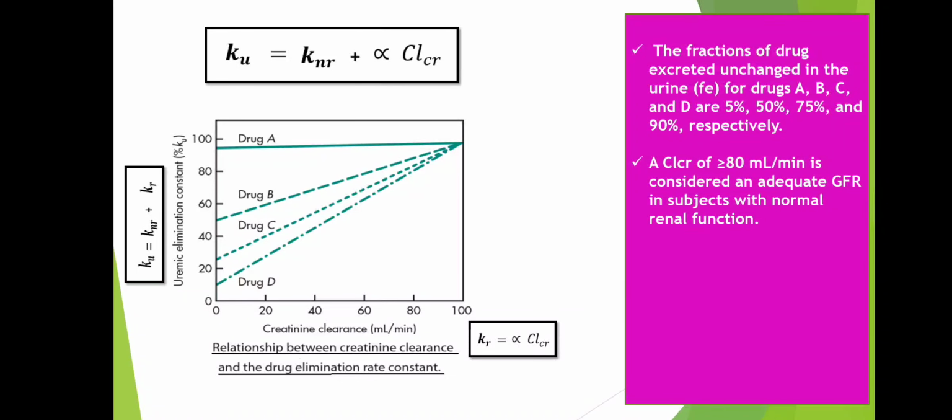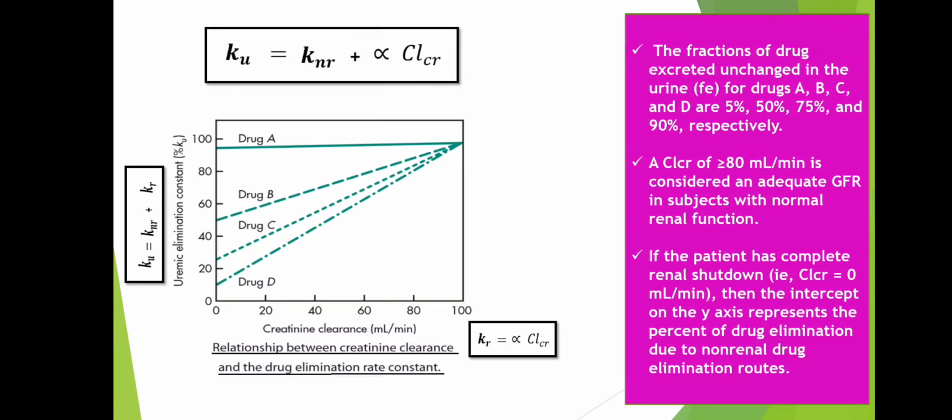Next, a creatinine clearance equal to or more than 80 ml per minute is considered an adequate GFR in subjects with normal renal function. See, the uremic elimination rate constant, that is Ku, is the sum of the non-renal and renal elimination rate constants. KNR, the non-renal elimination rate constant, remains the same as that of a normal person. But in a uremic person, Kr, the renal elimination rate constant, decreases, because of which Ku, the uremic elimination rate constant, also decreases.